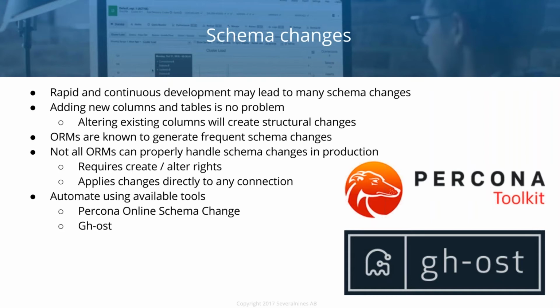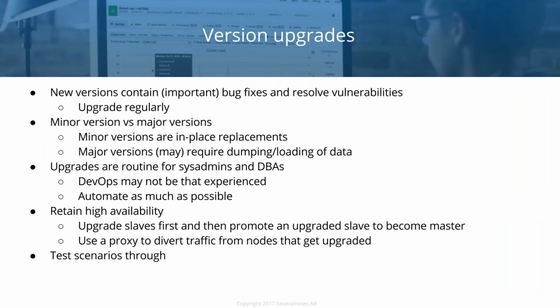And if you would work closely together in DevOps, you would foresee that there's a change going to happen. So you could actually work with existing tools like Percona Online Schema Change and gh-ost by GitHub, and then provide this in an automated way.